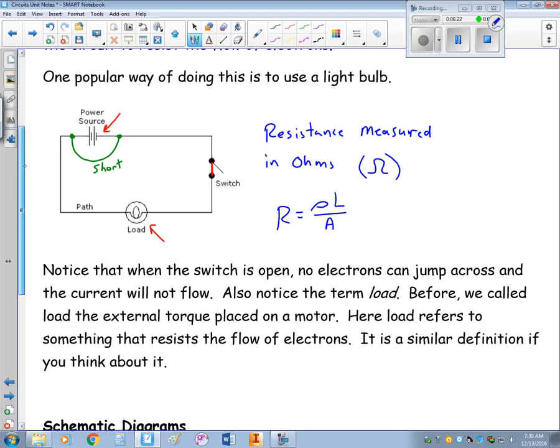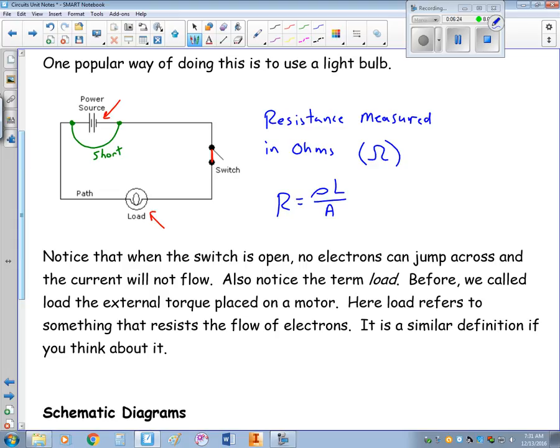Now in the circuit, notice that when the switch was open, no electrons can jump across and the current will not flow. That's because air has a very, very high resistivity. The term load: before, we called load the external torque placed on a motor. Here, load refers to something that resists electrons, and it's kind of similar.